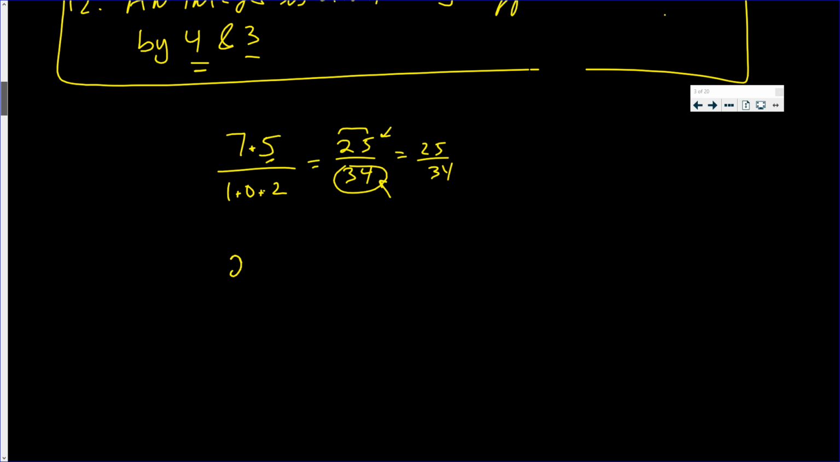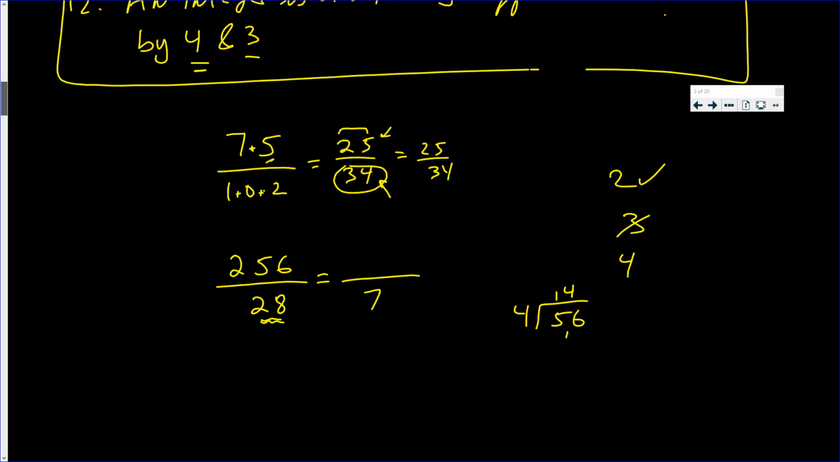If I give you 256 divided by 28, you can say 2 goes into them. 3, no. Because if you add those digits, you get 10, and 10's not a multiple of 3. But how about larger even numbers like 4? Well, 4 does go into 56. Goes in 14 times. And clearly 4 goes into 28. 4 goes into 28 7 times.